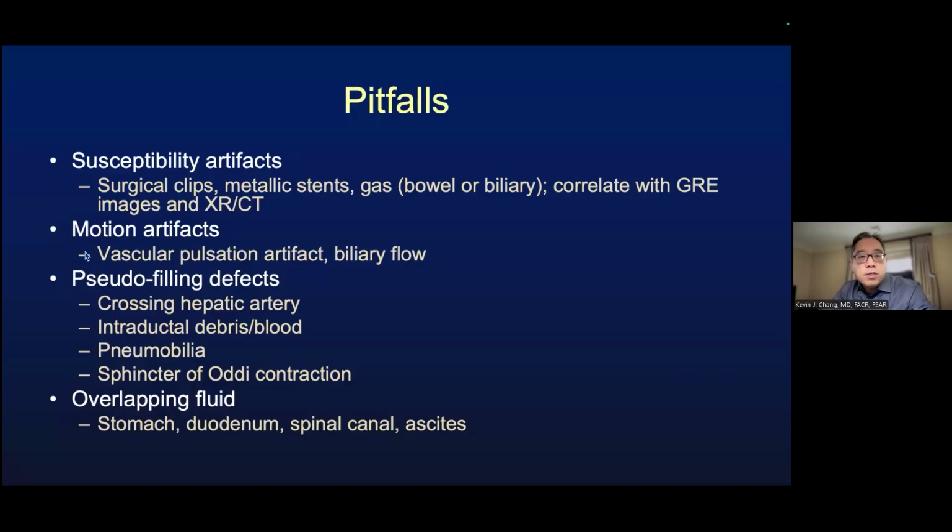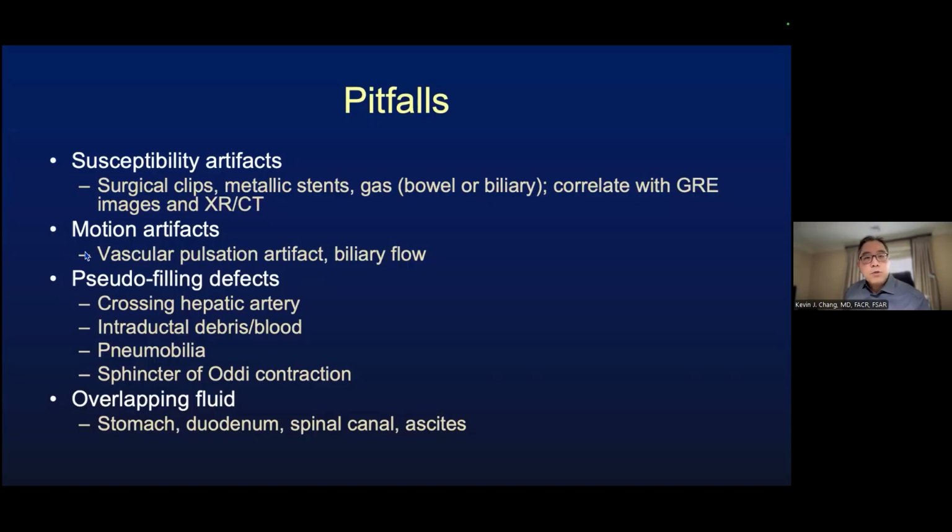Susceptibility artifacts will lead to loss of signal in fluid-containing structures. These could be related to surgical clips, metallic stents, the presence of gas either in the adjacent bowel or within the biliary or the pancreatic tree. It's helpful to correlate these appearances with the gradient echo in and out of phase sequences to look for evidence of susceptibility, which would manifest as blooming on the in-phase images compared to the out-of-phase images, as well as correlating to any prior studies like X-ray or CT exams.